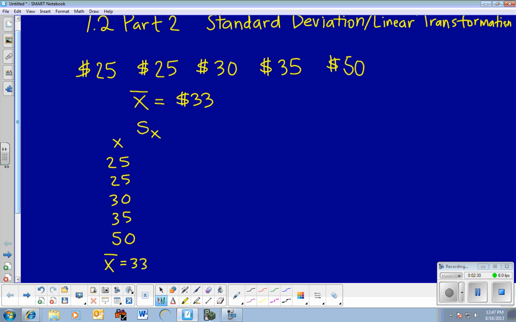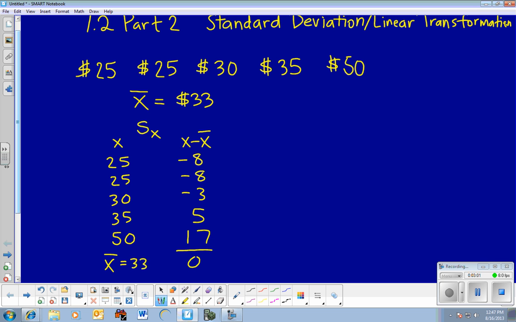You're going to do each number minus the mean. So I'm going to call this column x minus x bar. So I'm going to do 25 minus 33. This is 8 below, and this is 8 below, and this is 3 below. We are 5 above and 17 above. Deviations should always add up to 0. All right, if you really use the mean, you subtract, these numbers are all going to sum up to 0. Those are called the deviations.